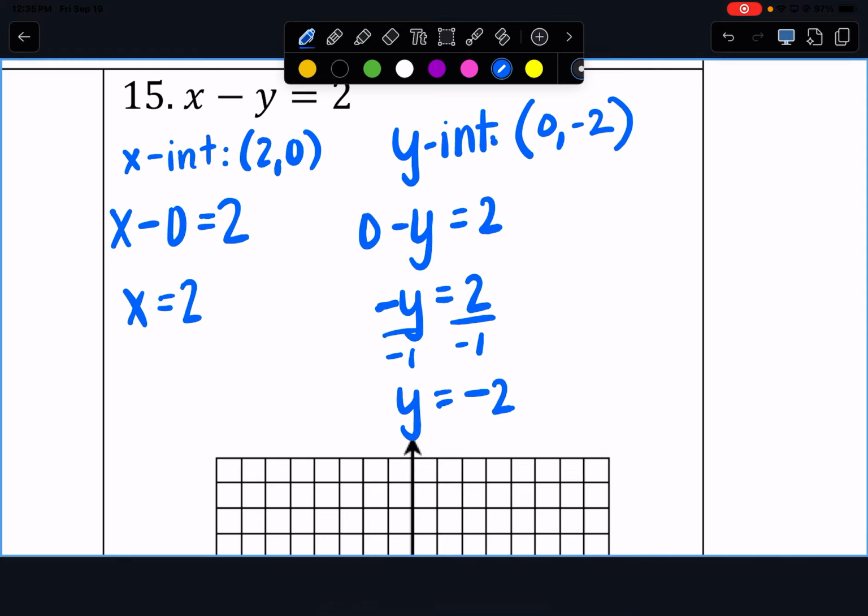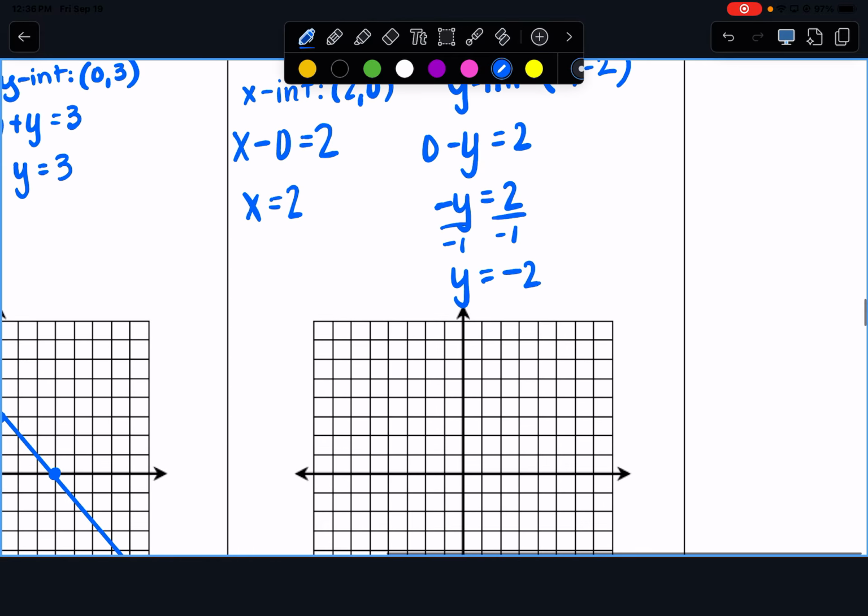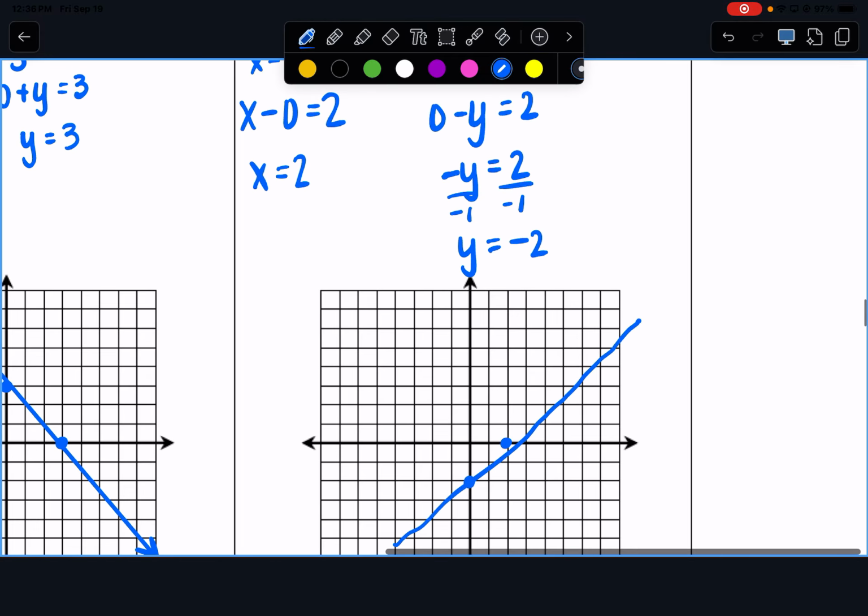Okay. So then we'll plot both of those points, 2, 0, and 0, negative 2. And then we are good to graph them. And then we are going to flip to the back.